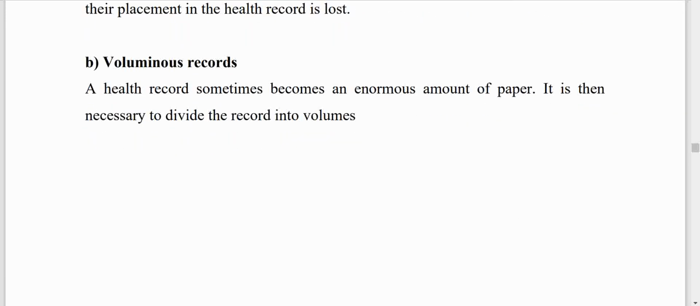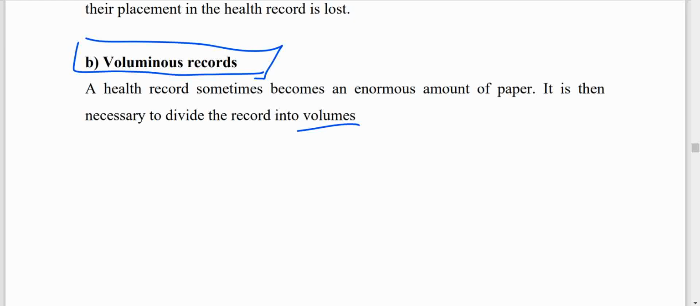So another consideration of the record department, of filing, is what we call voluminous records. The word voluminous comes from the term volumes.